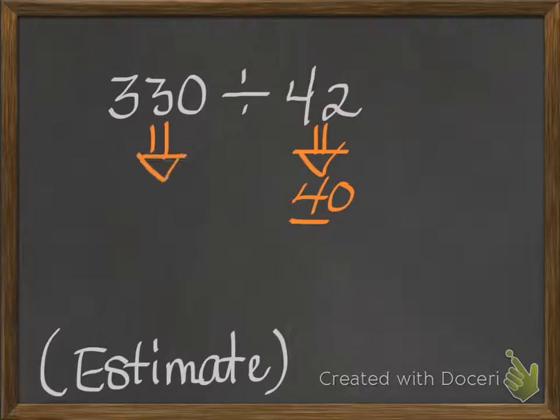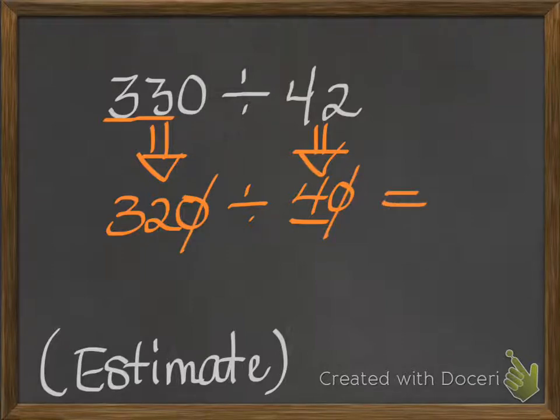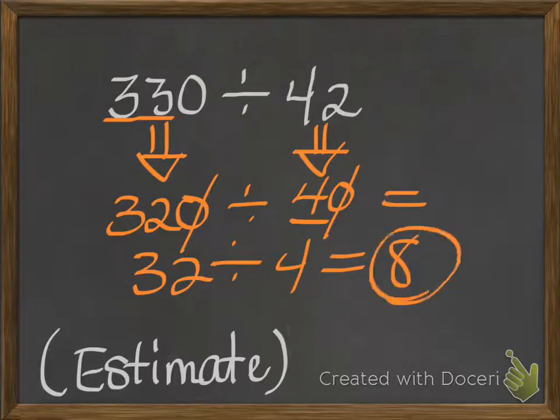330 starts with 33, but that's not a multiple of 4. 32 is a multiple of 4, though. So now I can do 320 divided by 40. You use my multiplication tricks or division tricks. Now I've got 32 divided by 40, or sorry, 32 divided by 4, and that equals 8. So my answer is probably going to be 8 or really close to 8.